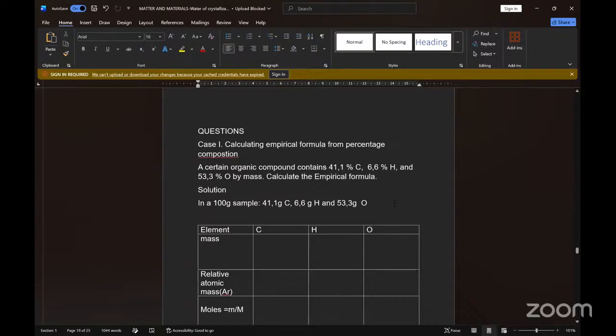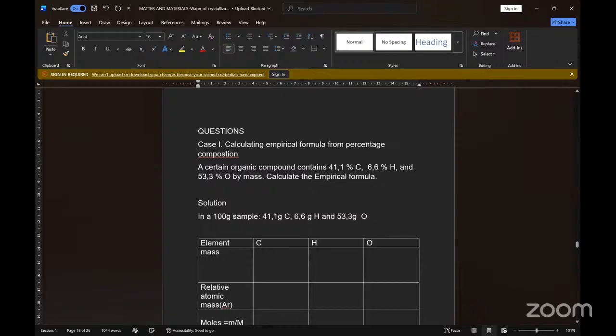The most popular question as far as empirical formula and molecular formula are concerned is to give you questions in which they would give you what we call the percentage composition of each element in the molecule or the compound. So let's take this first example. It says that a certain organic compound contains 41.1% carbon, 6.6% hydrogen, and 53.3% oxygen by mass. Calculate the empirical formula.